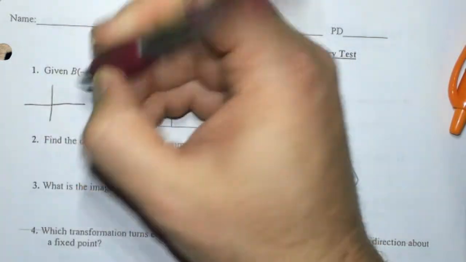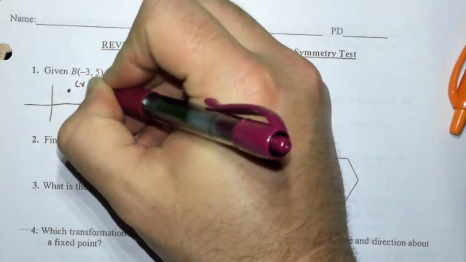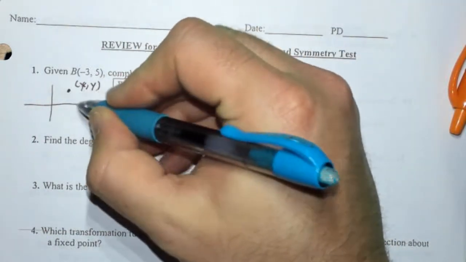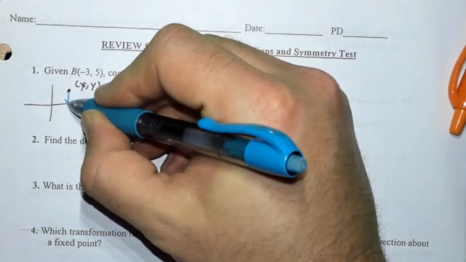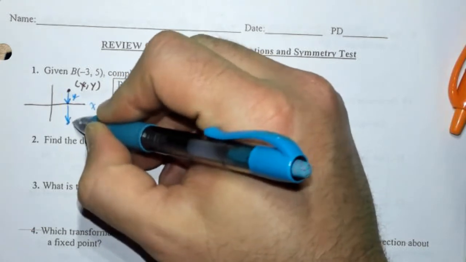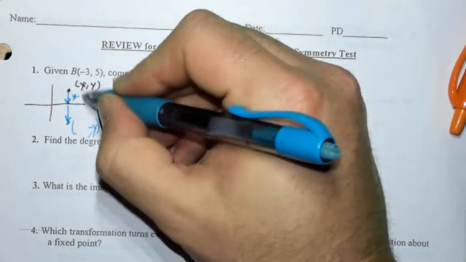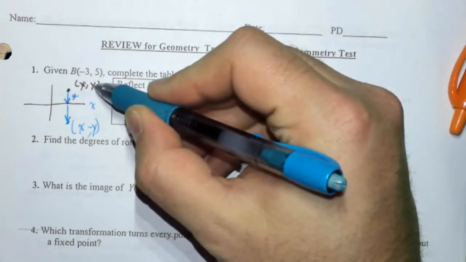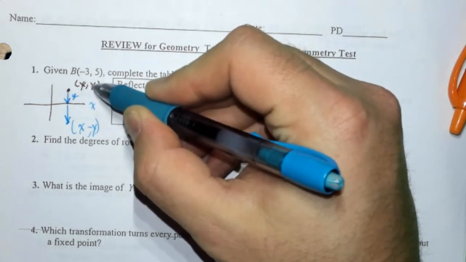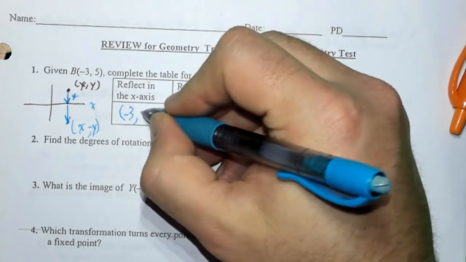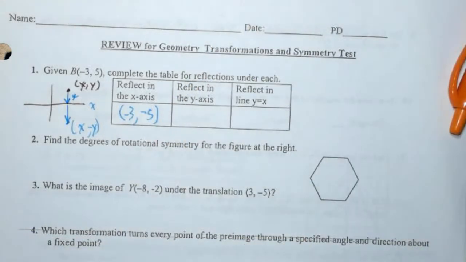Let's say that we have this point right here that is (x, y). If we're going to reflect in the x-axis, that means we're going to reflect over this way, which means however far it is this direction, which is my y-coordinate, is going to come down here to my negative y-coordinate. The x is going to remain unchanged. So all I do is change the sign on the y value. So here, -3 remains the same, and 5 transitions to a negative.